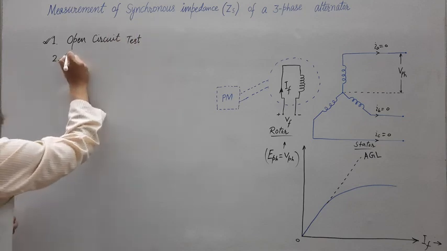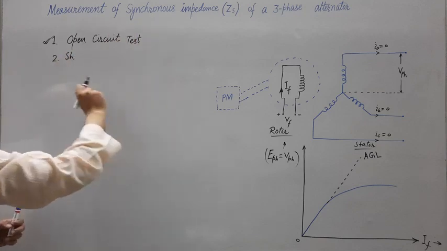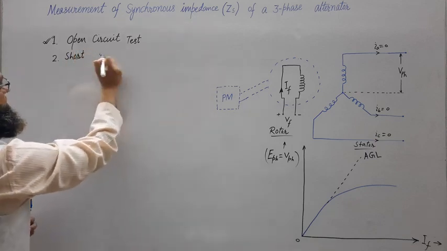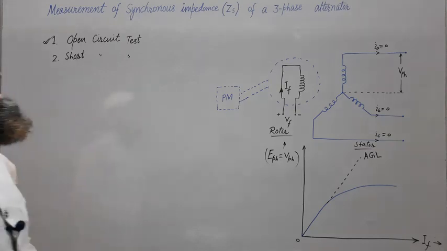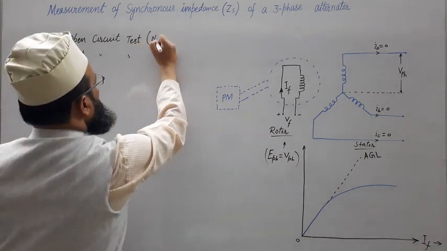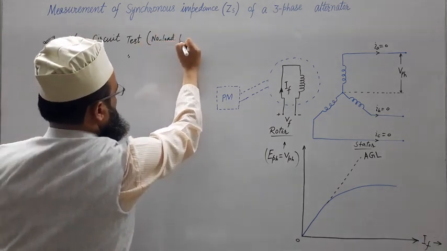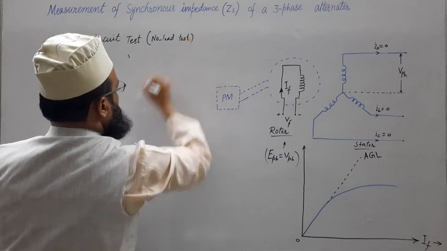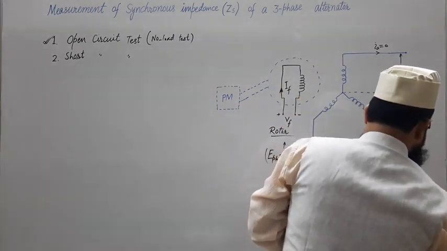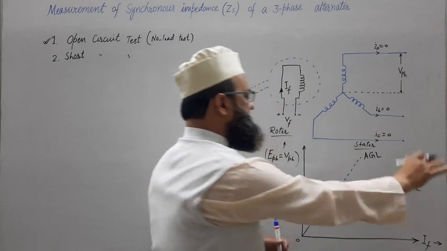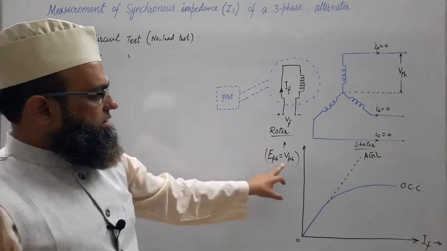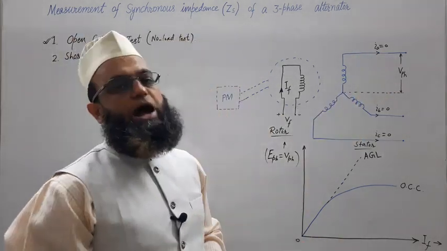Now the second test needed for measurement of synchronous impedance is the short circuit test. We discussed the open circuit test, and this is performed at no load, hence it is also known as the no load test. The corresponding characteristic is known as the open circuit characteristic, represented by OCC. This is the characteristic between VOC, the open circuit terminal voltage, and IF. Fine.